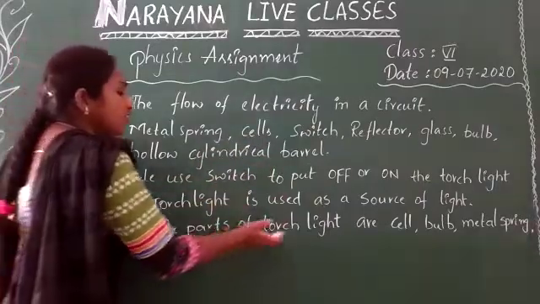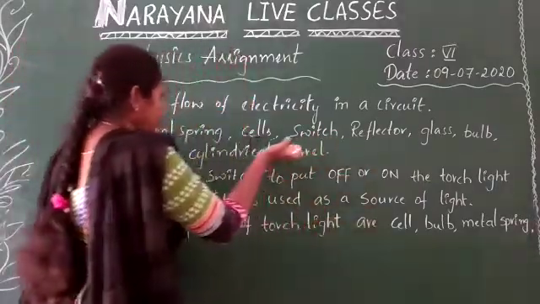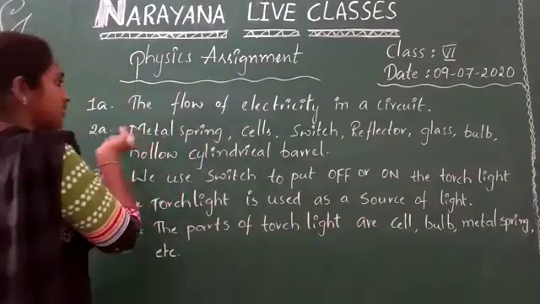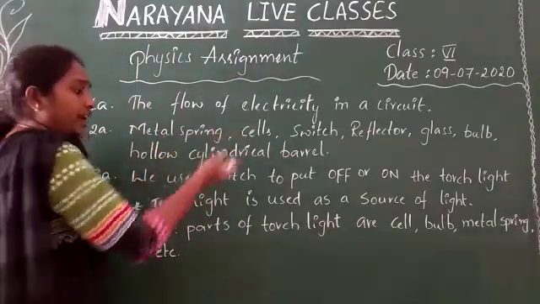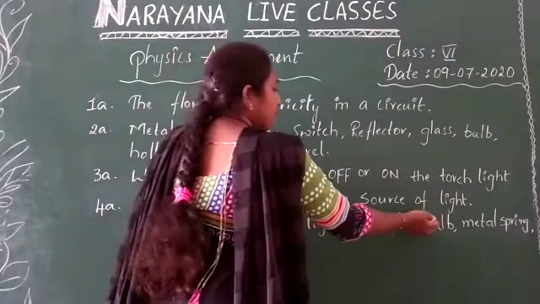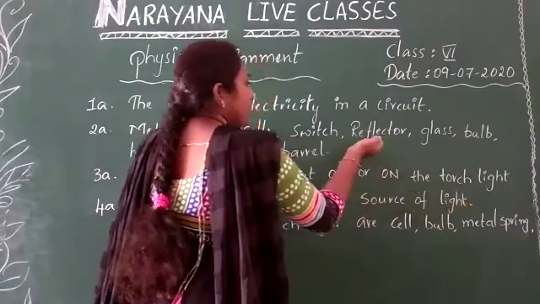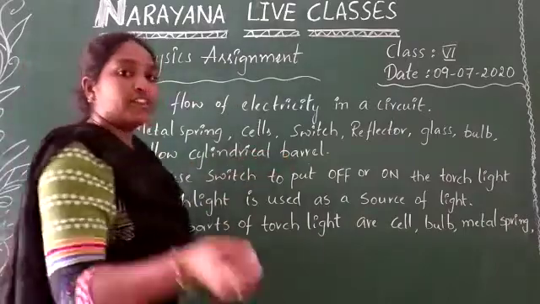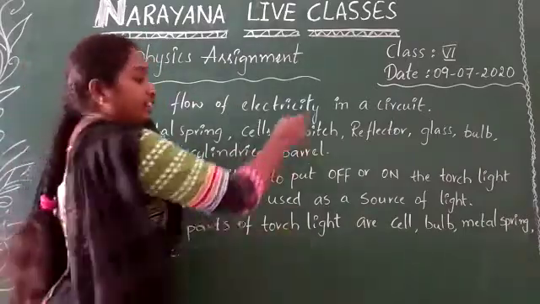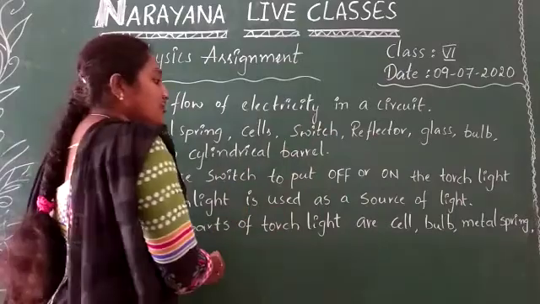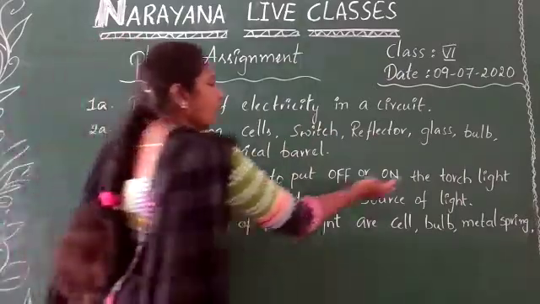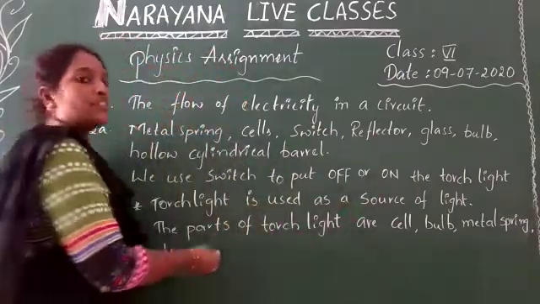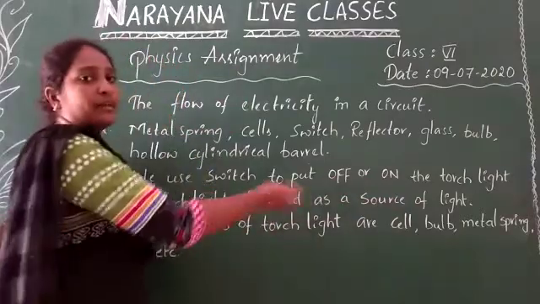The parts of a torchlight we already know from the second question: the cell, bulb, metal spring, reflector, and a hollow cylindrical barrel. We have a switch for the torchlight and a reflector. So this torchlight consists of a composition of all these materials.